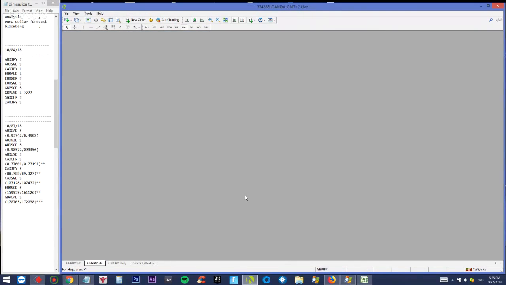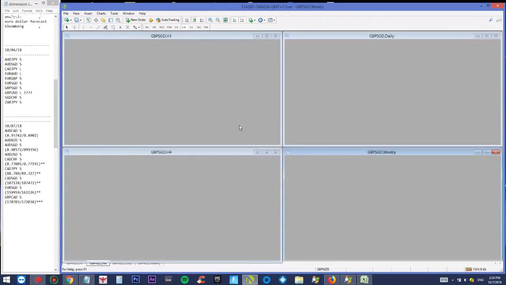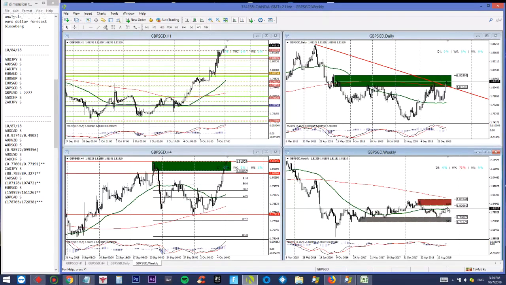Demand zone touched once, supply zone formed, price moving higher, nothing happening. Next. Supply zone has been touched, demand zone touched 1, 2, 3 times. Downward possibility is higher than upward.